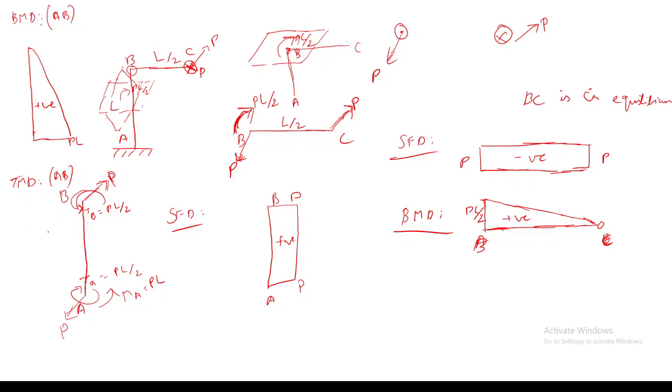It is actually negative. Why is it negative? Because when you are using your right hand and the thumb is pointing away from the cross section, it will be a negative value. Yes. This is B, this is A, and it is a negative value, and the magnitude will be PL by 2.